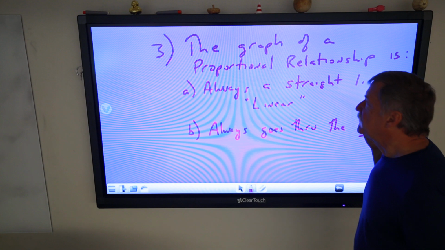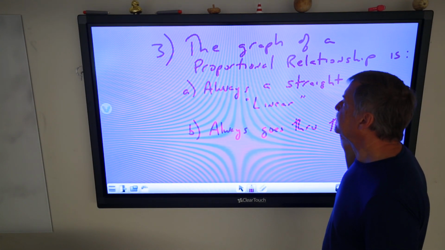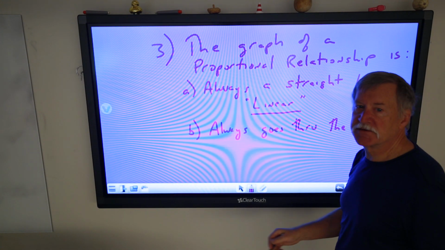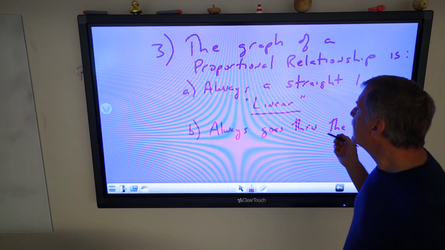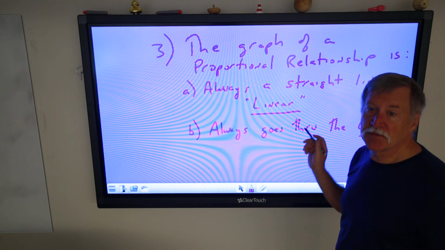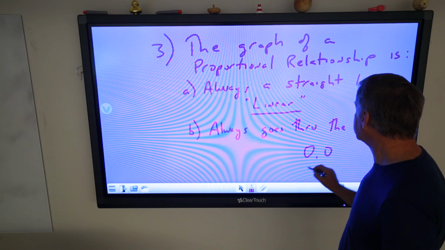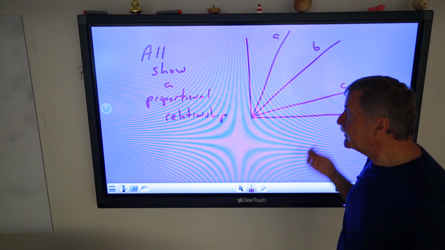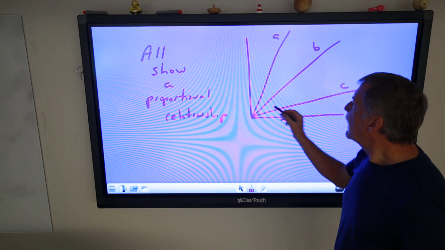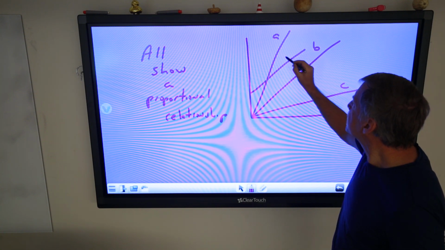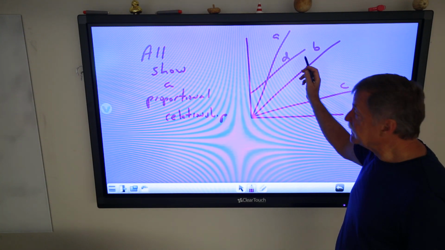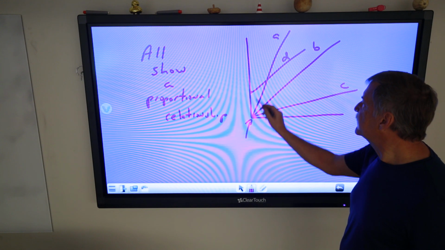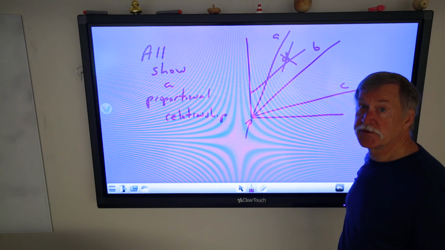Finally, number 3. If you graph a proportional relationship, on the x and y axis, 2 things have to happen for it to be proportional. It's always going to be a straight line, a linear relationship, and that straight line has to go through the origin, 0, 0. So for example, here we have lines A, B, and C, and they all show a proportional relationship. However, if I draw a line here, say D, this is linear, yes, but it does not go through the origin down here. And if it doesn't go through the origin, this is not proportional.